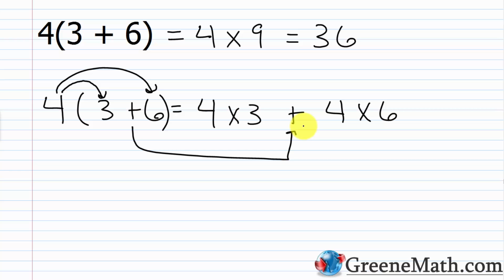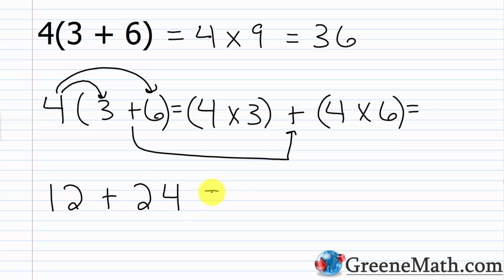Now, if we go through and solve this, we're going to do the multiplication first because that's what the order of operations tells us. So we're going to treat these as separate problems before we add. So 4 times 3 is 12, then plus 4 times 6, which is 24.